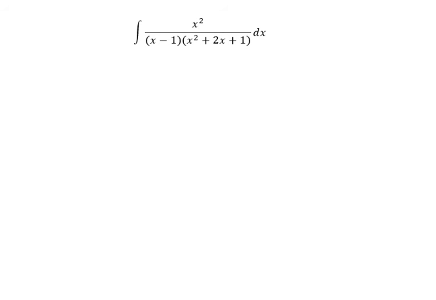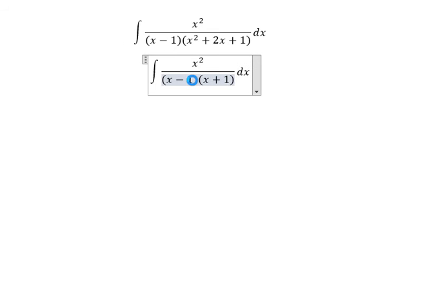The topic today is about the integral. We have the integral of x squared over (x minus 1) multiplied with (x squared plus 2x plus 1). So I will show you the technique how to answer the question. For this situation, we can write x squared plus 2x plus 1 as (x plus 1) to the power of 2.